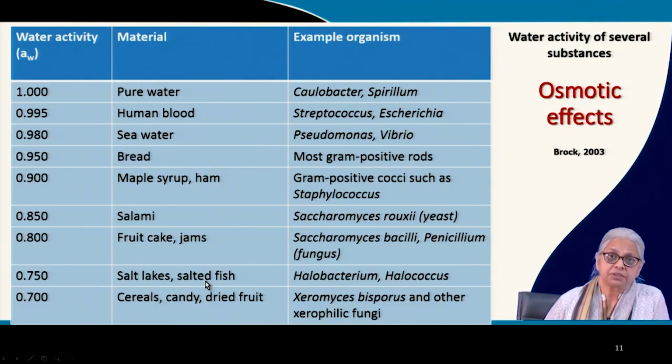Salt pans, we have seen that you can have bacterial growth under salt pan like conditions. The water activity in salt lakes, in salted fish, in salt pans can be very low, which means the ionic strength or the salt concentration is very high. So that is 0.75. You get Halobacterium, Halococcus. I'll come back to this point again. And you can see dry fruits, cereals, candies, they have very low moisture content. The water activity is as low as 0.7, and there are fungi and bacteria that can survive under these conditions as well.